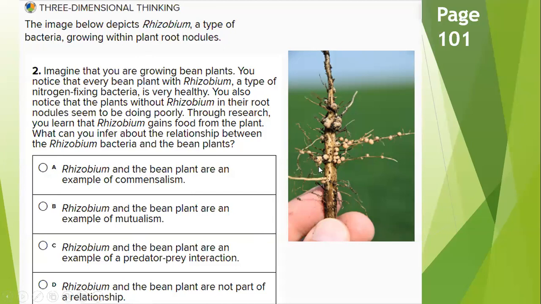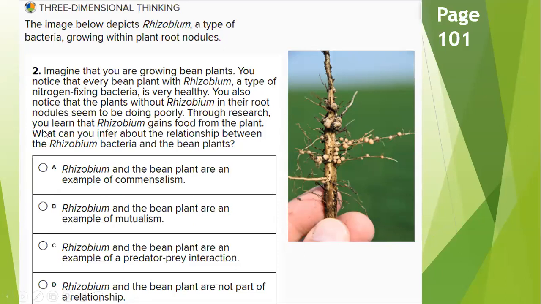Again, the plant which has rhizobium bacteria in its roots is very healthy. Let's think about it. Is the plant getting benefited from rhizobium bacteria? Yes, it is healthy, right? Now let's read forward. You also notice that the plant without rhizobium in their roots seem to be doing poor. Then they investigate the plants without the rhizobium bacteria. The plants which don't have the rhizobium bacteria are weak. They are not growing well, which means rhizobium is benefiting the plant, right?